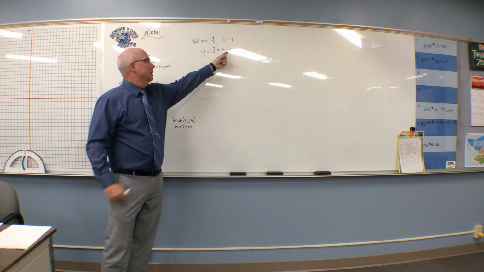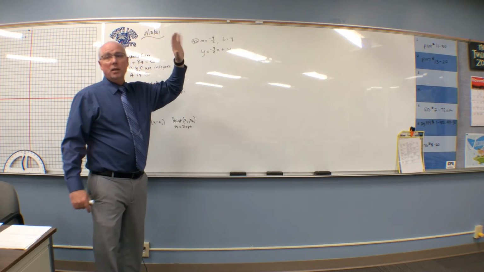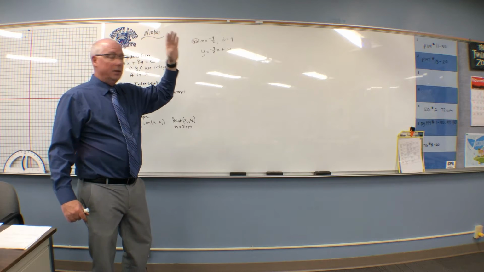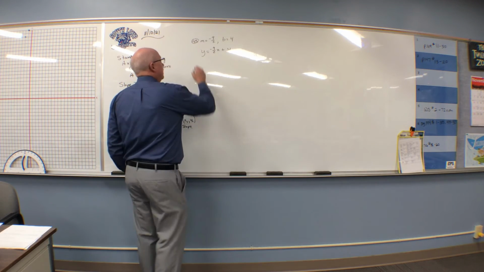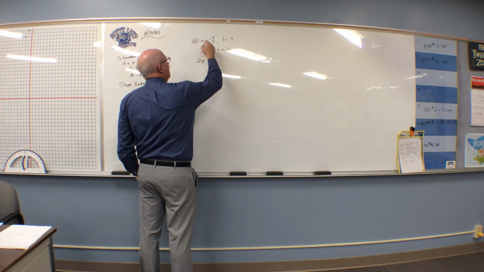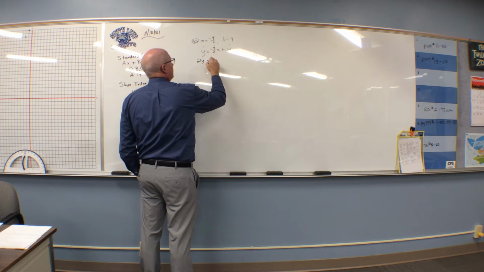Sometimes this has a fraction too, so you have to look at all the denominators to find the least common denominator. The least common denominator in this case is 2. So I'm going to multiply everything by 2. When I say everything, I mean these 3 terms.